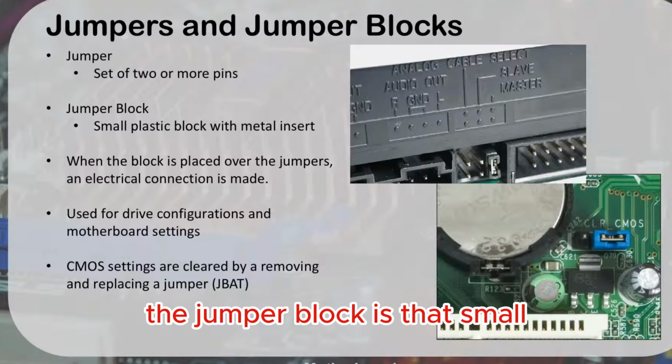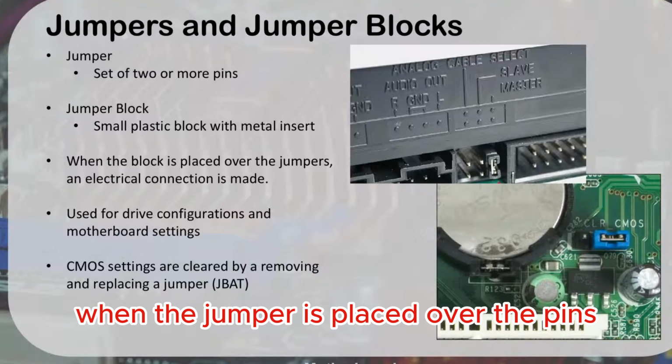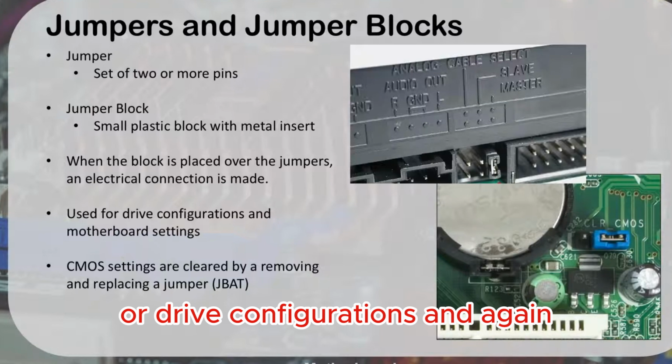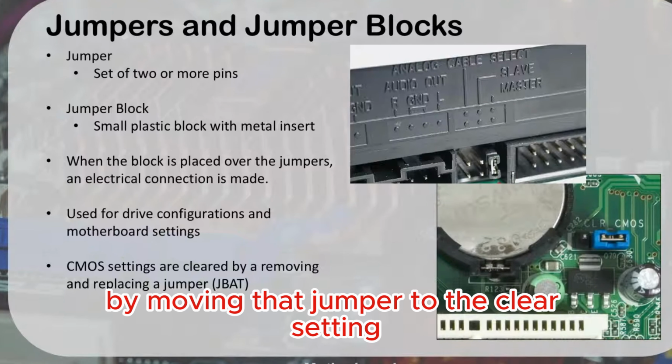The jumper block is that small plastic piece with the metal in it. When the jumper is placed over the pins, it makes that electrical connection, and we can do this for motherboard settings or drive configurations. And again, the CMOS settings, which we'll talk about when we get into BIOS, can be cleared by moving that jumper to the clear setting.